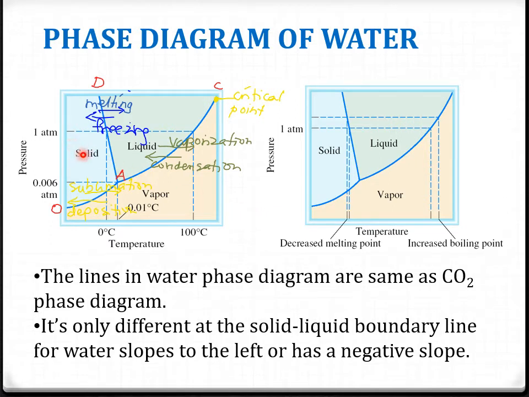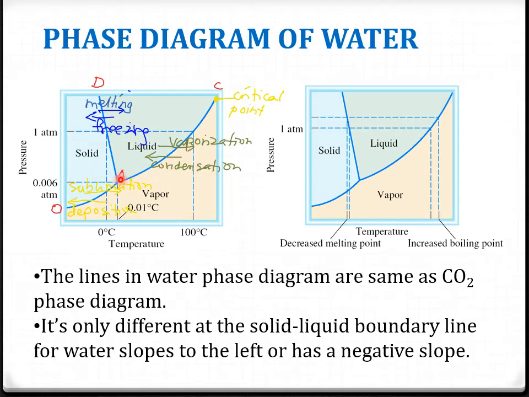There are three regions in the phase diagram of water: solid, liquid, and vapor. Let's take example of liquid region. At any pressure and temperature within this liquid region, the most stable phase is liquid. Same goes to the vapor region. At any pressure and temperature within this region, the most stable phase is vapor, and same goes to solid region.